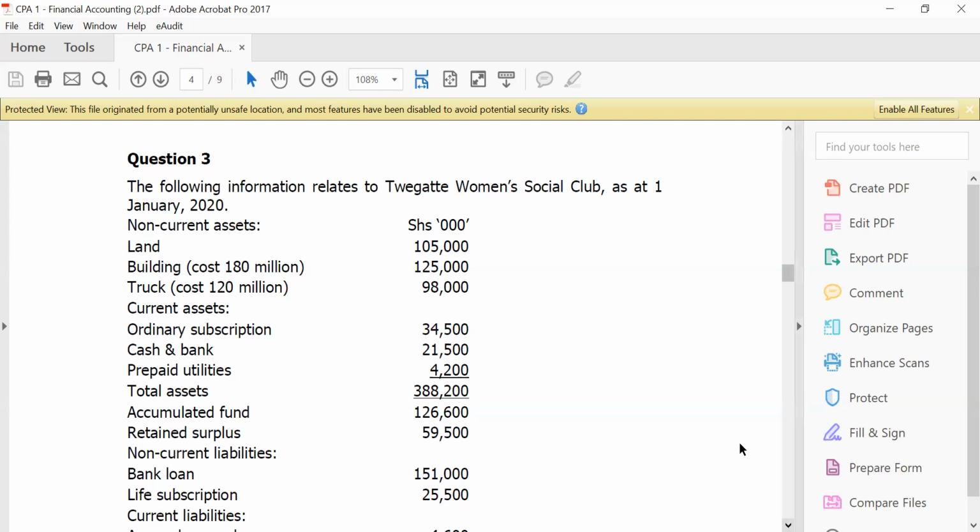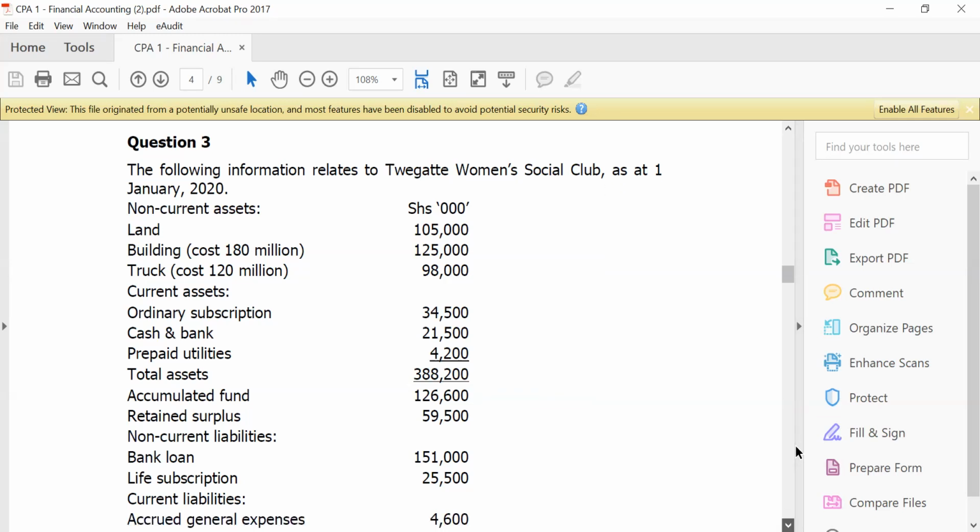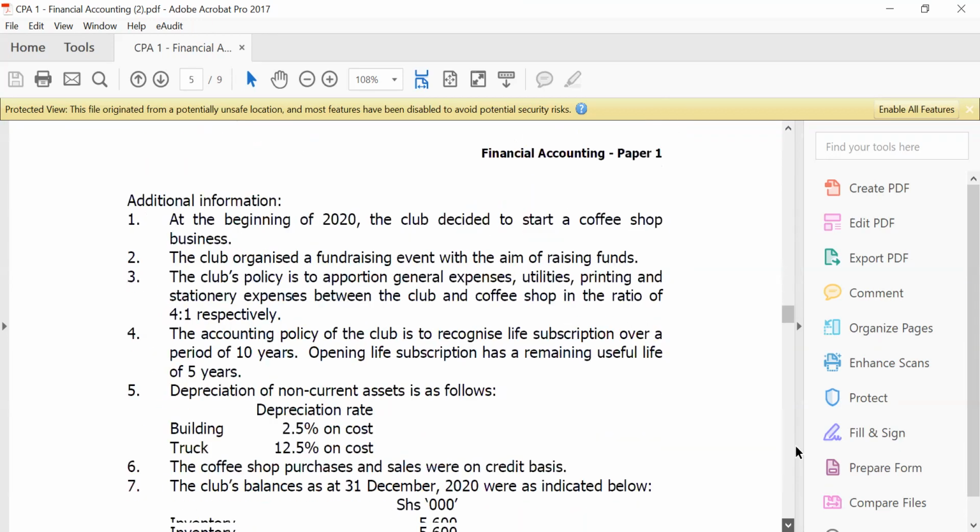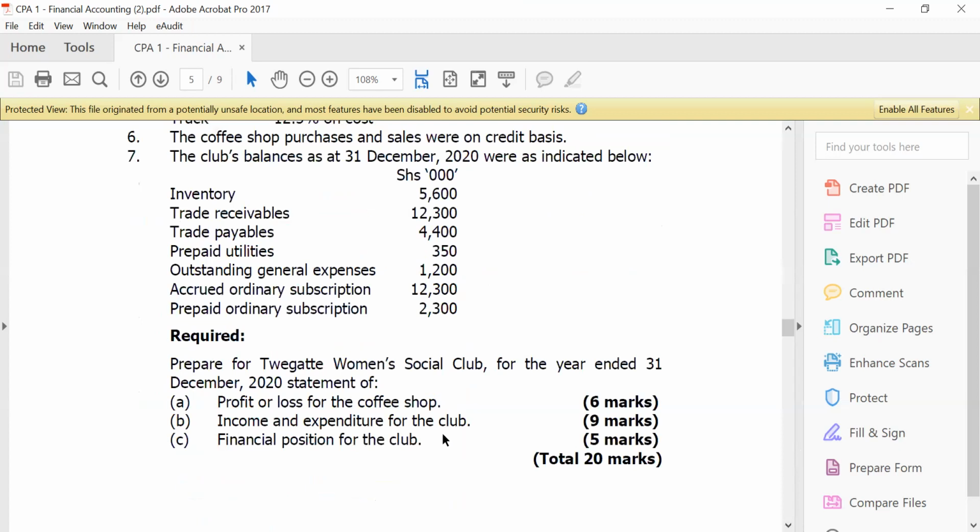This is a question relating to Twegate Women's Social Club. It's very important, as a student, before you read through a question, to understand what is required at the end of it, so that as you read through, you capture some things in your brain on what you'll write. The question asks us to prepare, for Twegate's Women's Social Club, for the year ended 31st December 2020, a statement of profit or loss for the coffee shop. They want us to do an income and expenditure account for the club, and also a statement of financial position for the club.